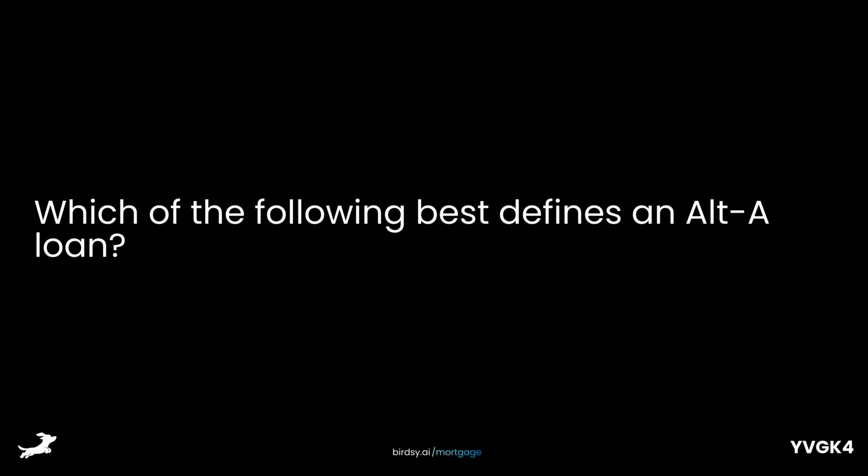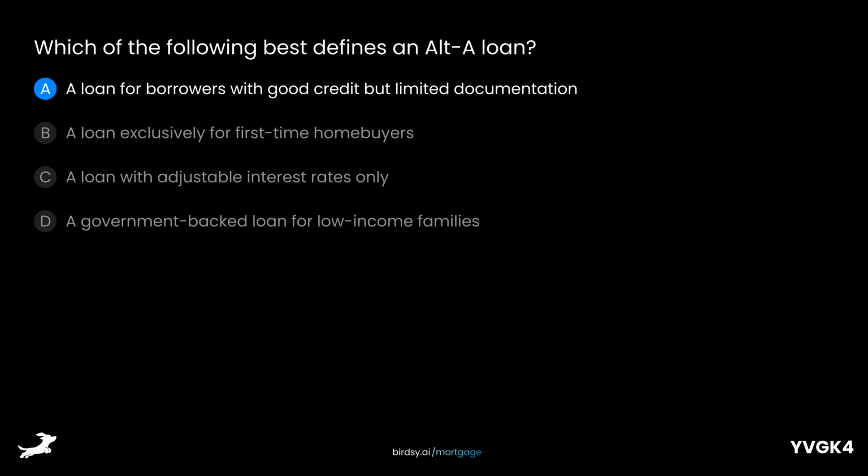Which of the following best defines an Alt-A loan? Is it A, a loan for borrowers with good credit but limited documentation? B, a loan exclusively for first-time homebuyers? C, a loan with adjustable interest rates only? Or D, a government-backed loan for low-income families?